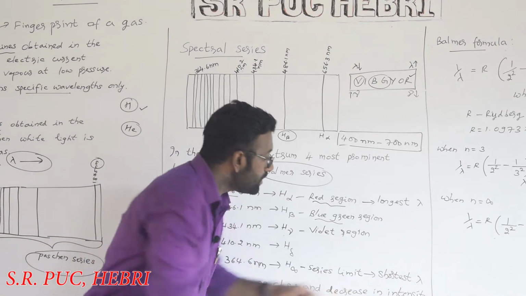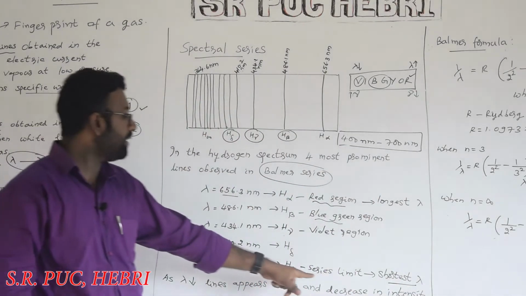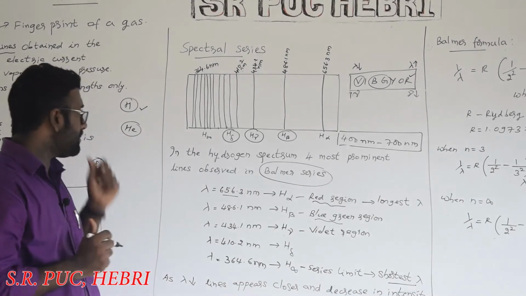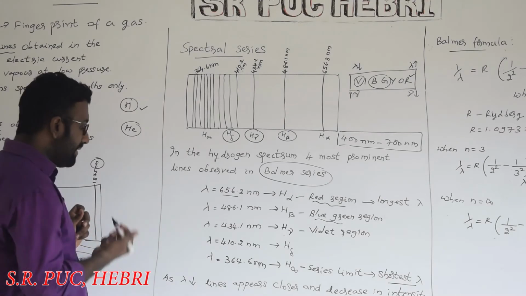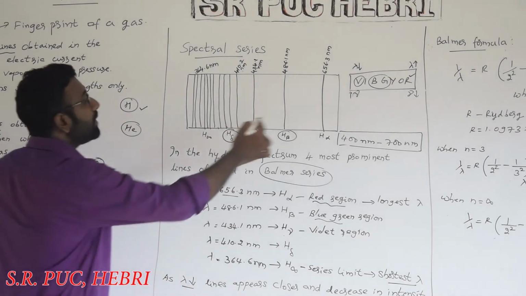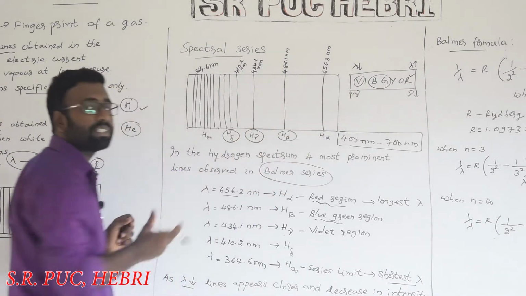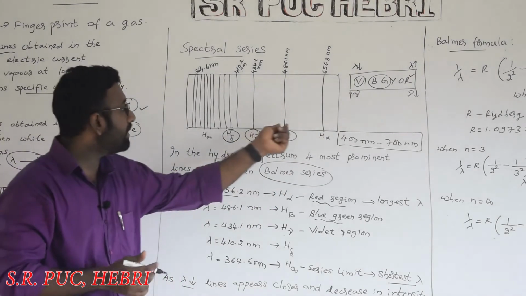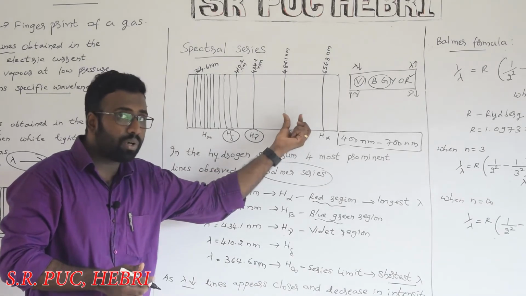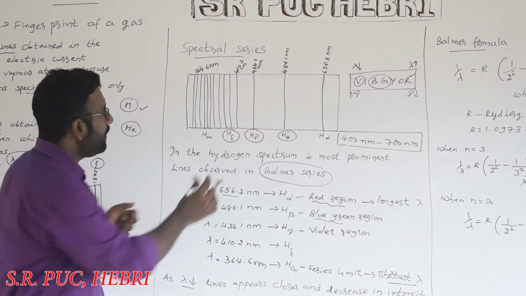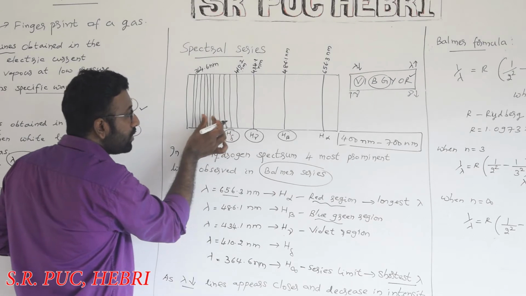It has the shortest lambda and the series limit. You can observe something from this diagram. As wavelength decreases, what do you see? What is the spacing between the spectral lines? As the wavelength decreases, the spacing between the spectral lines also decreases. See, it was this much, then it came this much, and again it decreases.